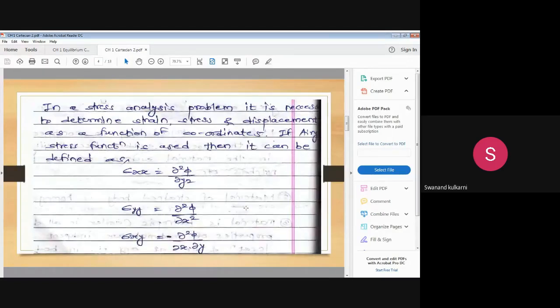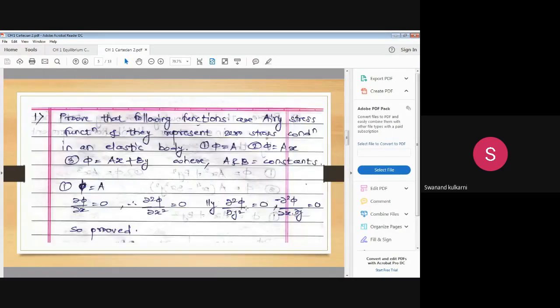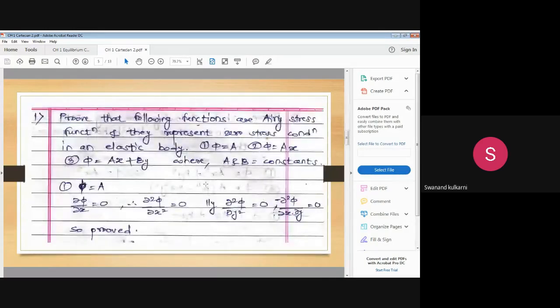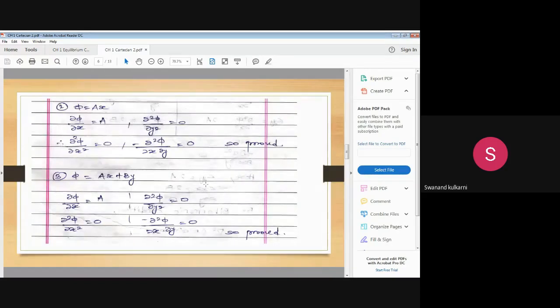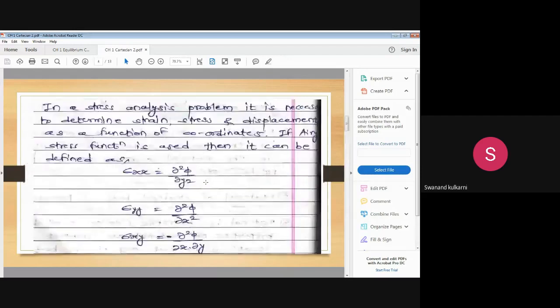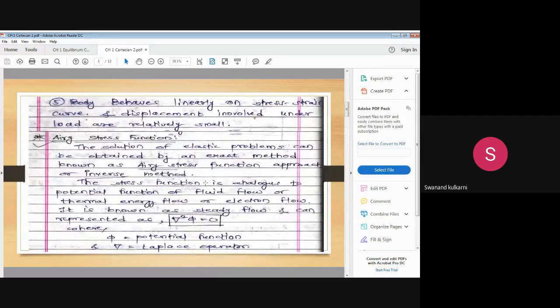Is it okay? So with this concept of Airy stress function, we will stop here. For the next lecture, we will solve examples of the Airy stress function. We will try to understand the concept of Airy stress function thoroughly. So with this part, I stop here.